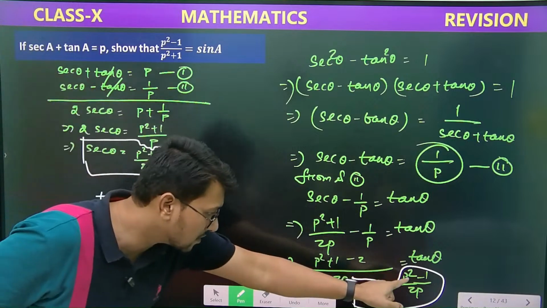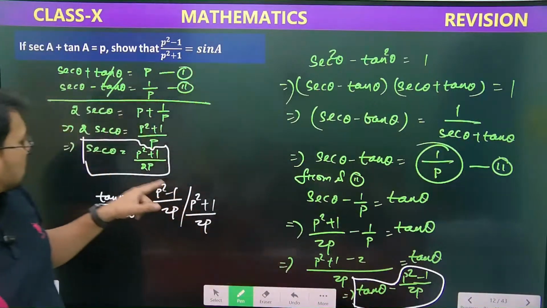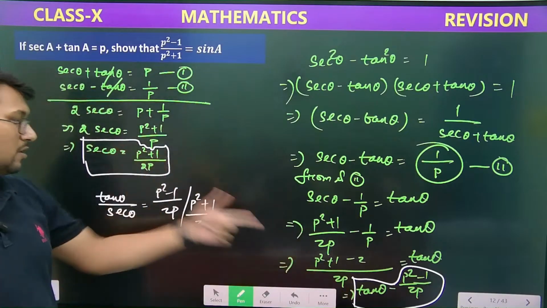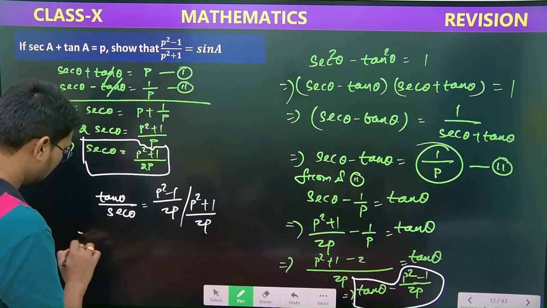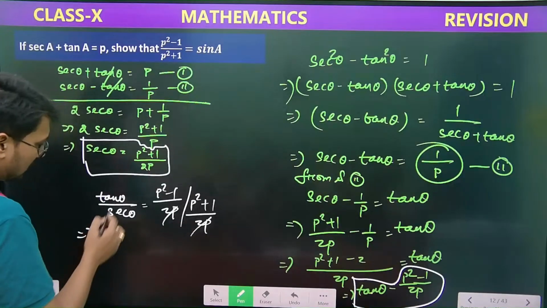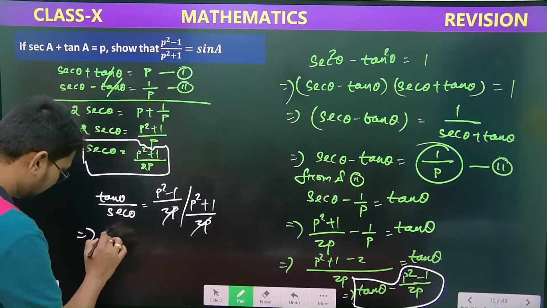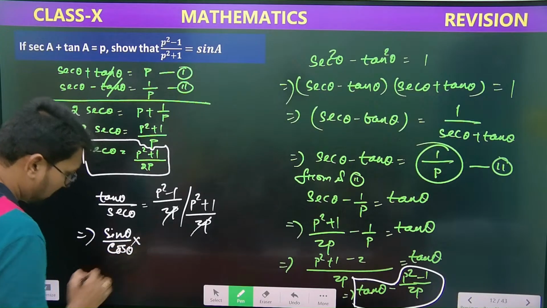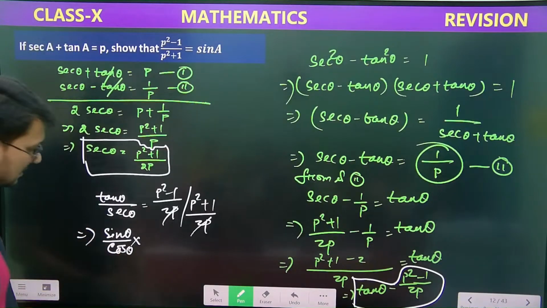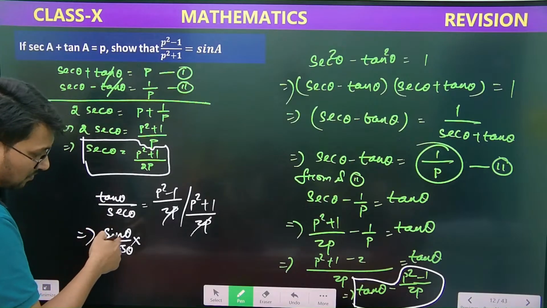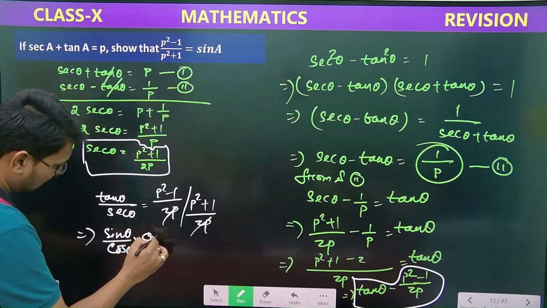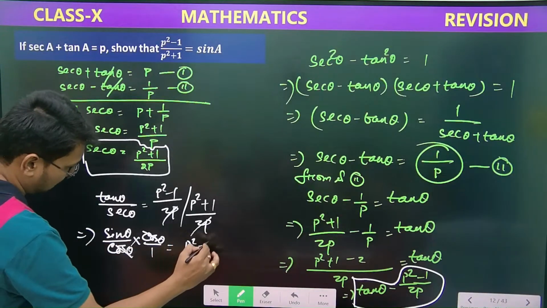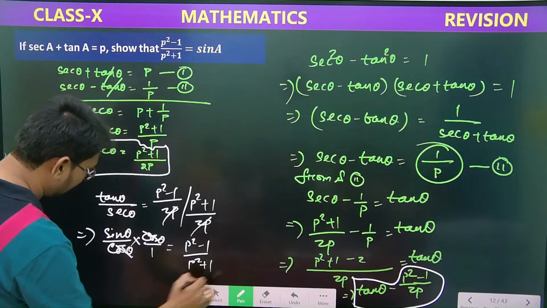So p square minus 1 is with which one? Tan theta. And p square plus 1 is with which one? Sec theta. So let us divide those two, this one by this one. Now children check, 2p and 2p cancel. Tan theta is how much? Sin theta by cos theta multiplied by 1 by sec theta. Sec theta is how much? 1 by cos theta. So cos theta by 1, cancelled. Left with p square minus 1 by p square plus 1.